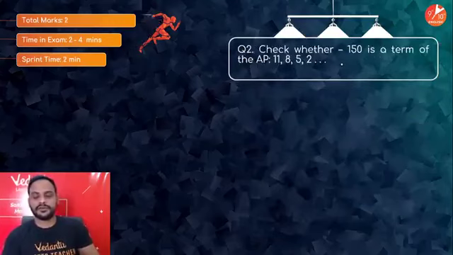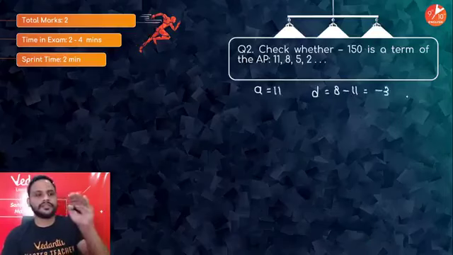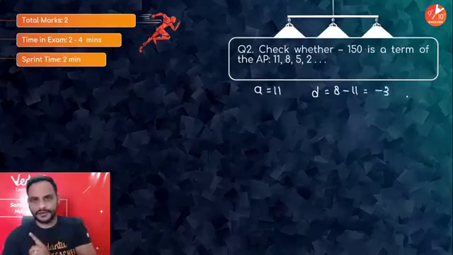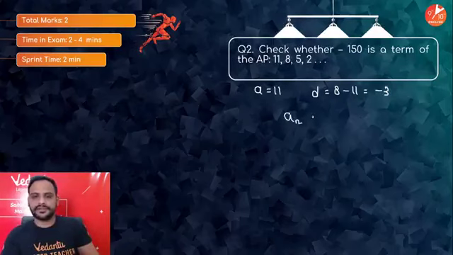Is minus 150 a term of this AP? So I can clearly say for this AP, a is equal to 11 and d is equal to 8 minus 11, which is equal to minus 3. Remember, since it is a decreasing AP, the common difference is negative. Now we want to check whether minus 150 will be a part of this AP or not. So let's do one thing. Let us say minus 150 is a part of this AP.